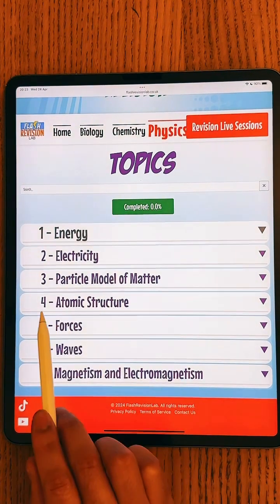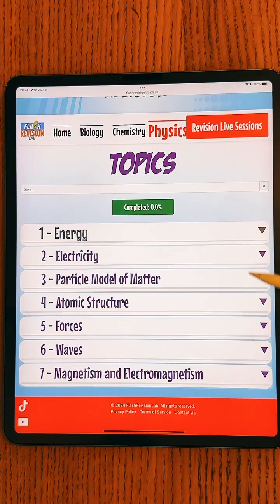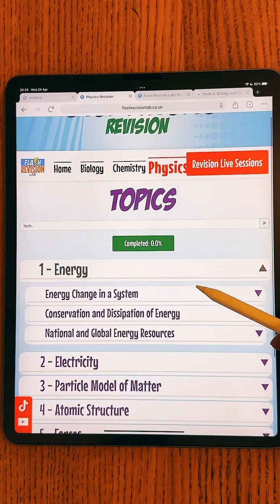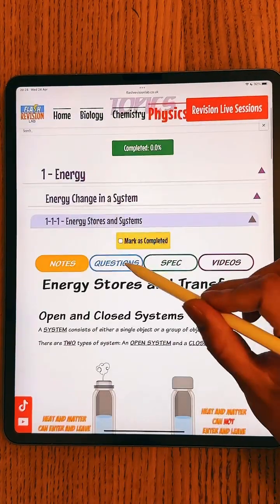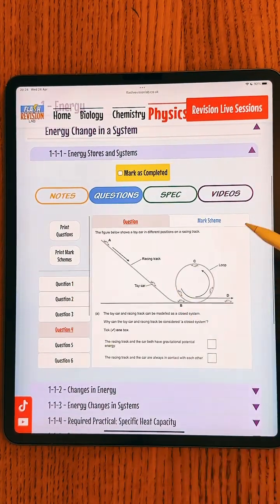So if you want to do paper 1, go up to topic 4. Learn everything there. If you're combined, just learn that. That's everything. So go through each topic one by one, read everything, go through the notes, then go through the questions, go through every question, and so on.